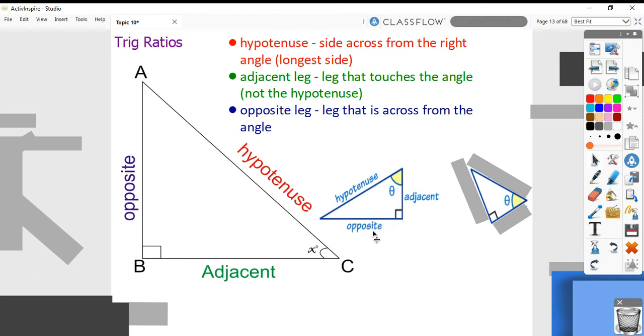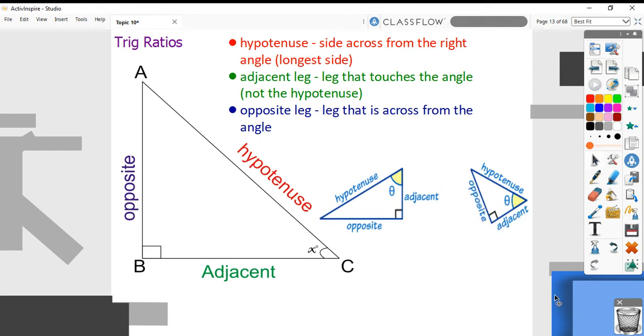The point of all this is, don't just assume that the bottom side of the triangle is always the adjacent, because it depends. If you're working with the angle that's up here, the bottom is the opposite. Look at this one. The hypotenuse again is the one that doesn't touch the right angle. But if we're working with this angle down in the corner, then the bottom one is the adjacent and the side is the opposite.